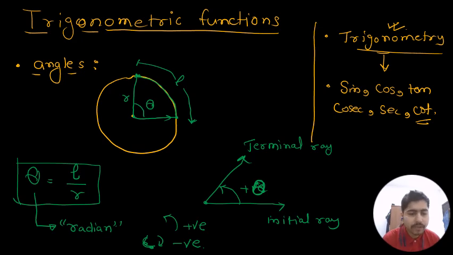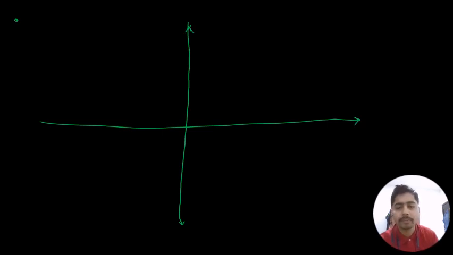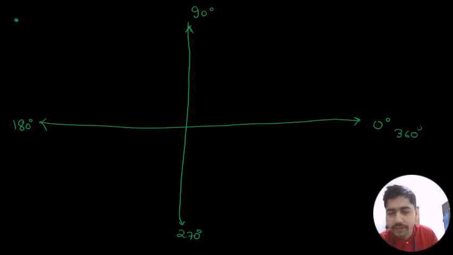Now we have six trigonometric ratios, right? Let's see the Cartesian plane first. We'll find the value of all six trigonometric ratios based on the angle. Let's say this is 0 degree, this is 90 degree, this is 180 degree, this is 270 degree, and again it completes the cycle at 360 degree.